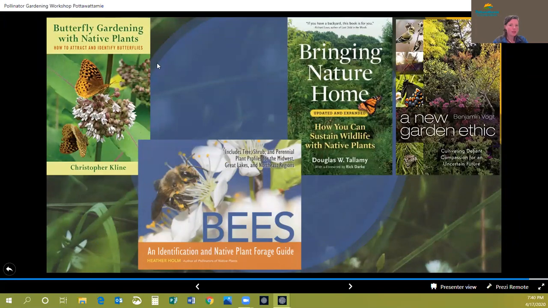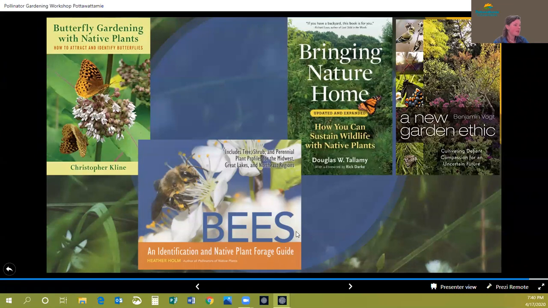If you're super big on butterflies, you're like, oh, I want butterfly host plants, right? I want to produce the caterpillars that make these amazing butterflies. This is a very good book. It lists all the different host plants and tells you where those plants need to be in the yard, and it's a really good book.